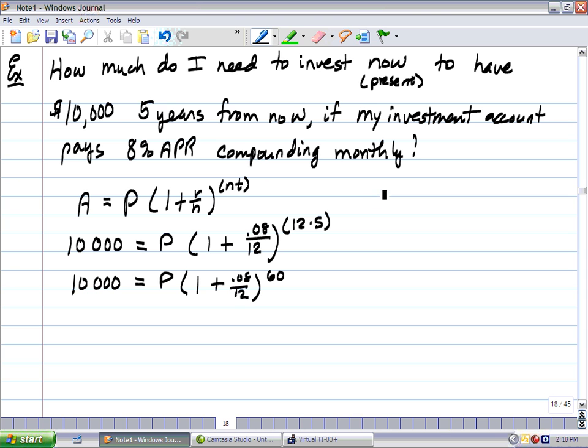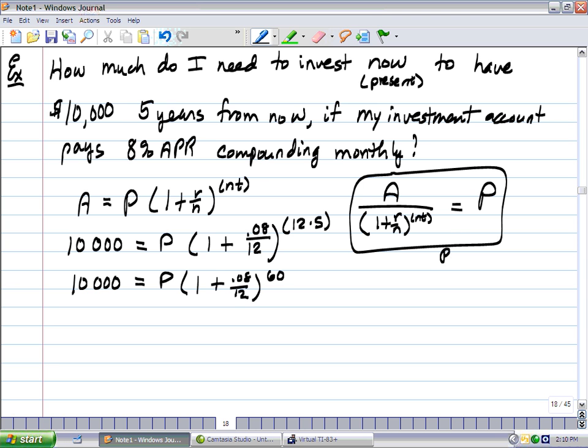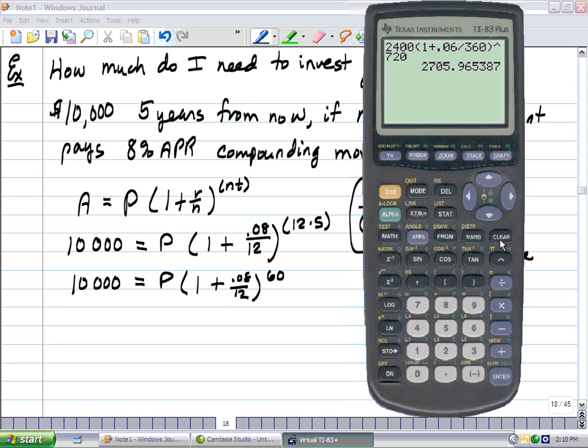Now I can actually make a new formula here. I can solve for P by just dividing both sides by 1 plus R over N to the NT. And we call that the present value formula. Because how much money do I have to have in the present? Or I can work this out to this point, figure out what this is. 1, I need the parenthesis, even though the P is unknown, I still need the parenthesis here. 1 plus 0.08 divided by 12, because I want the entire thing in the parenthesis raised to the 60.